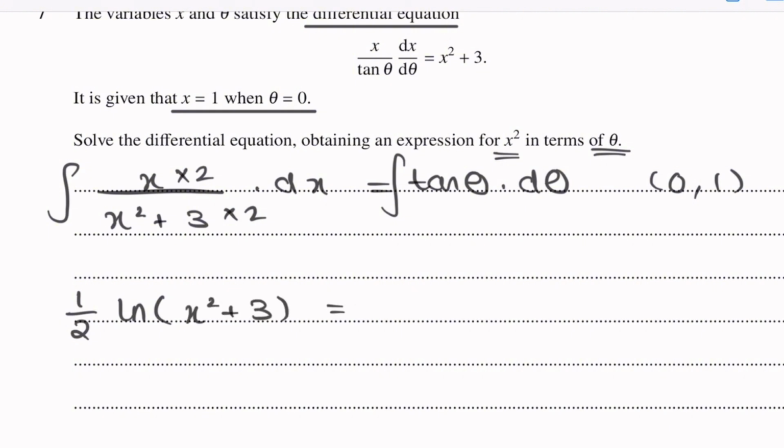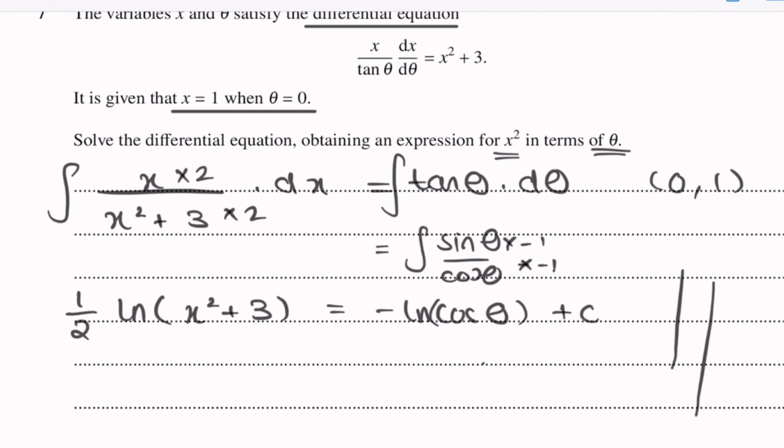Now that's going to equal the integration of tangent theta. In order for us to do that, we first have to convert it to sine theta over cosine theta. We know cosine theta's derivative is negative sine theta, so you have to multiply by -1 up and down, and so you're going to get negative ln cosine theta plus c.